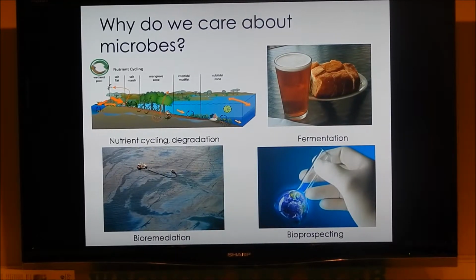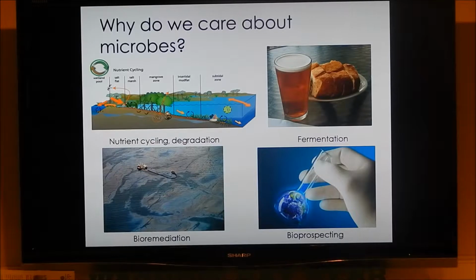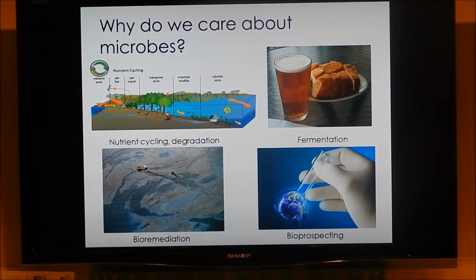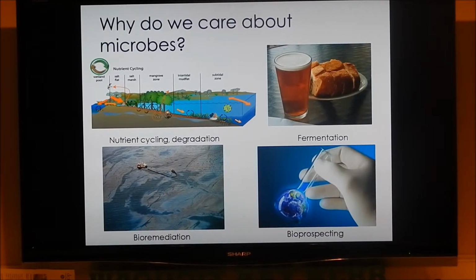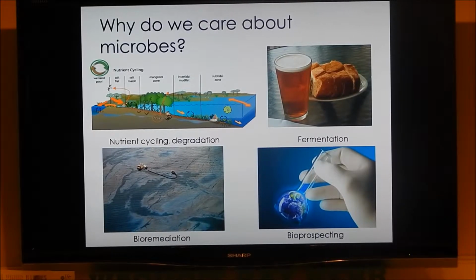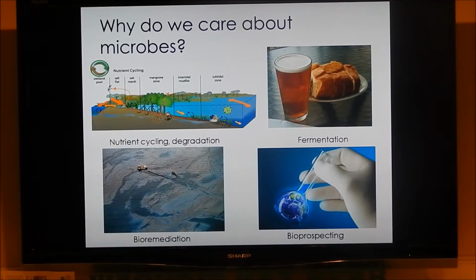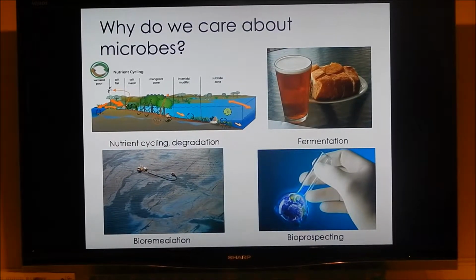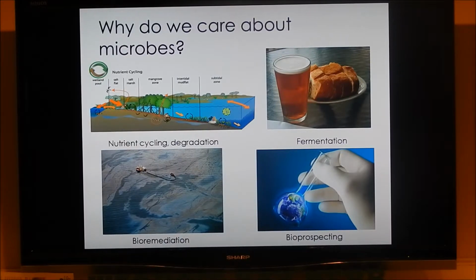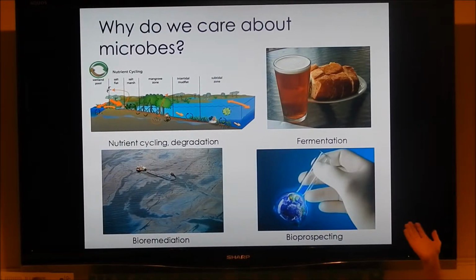So there are a lot of different reasons why we care about them and why we study them. One is nutrient cycling and degradation. They're able to cycle important elements like carbon, nitrogen, phosphorus, and iron, and allow those to decompose and be reused. Also, if you've ever had yogurt, beer, or wine, any of those very enjoyable things, you can thank a microbe for that, because that's done through the process of fermentation.